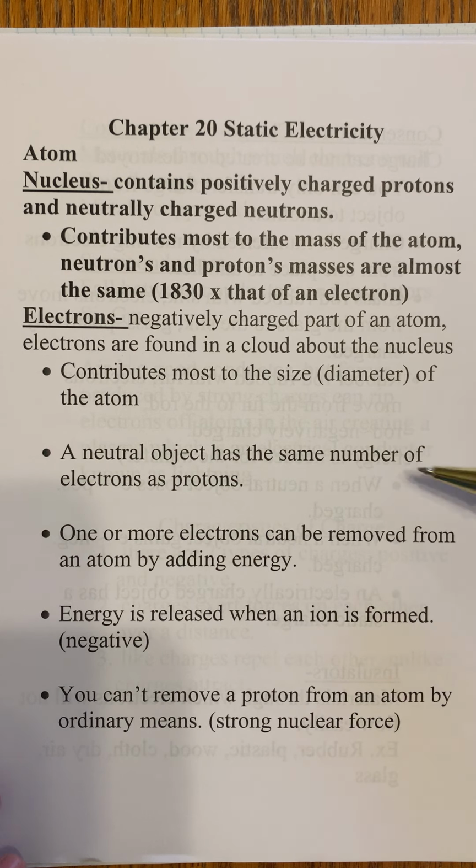And we're going to do this pretty quickly. You've had this, so you should have been able to read it over. A neutral object has the same number of electrons as protons. You learned that in chemistry.